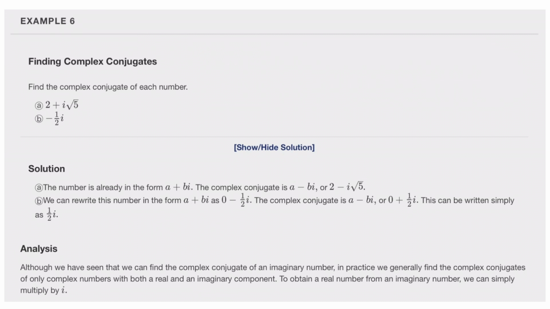Okay, I think what we have is fine. So although we have seen that we can find the complex conjugate of an imaginary number, in practice we generally find the complex conjugates of only complex numbers with both a real and imaginary part. To obtain a real number from an imaginary number, we can simply multiply it by i.